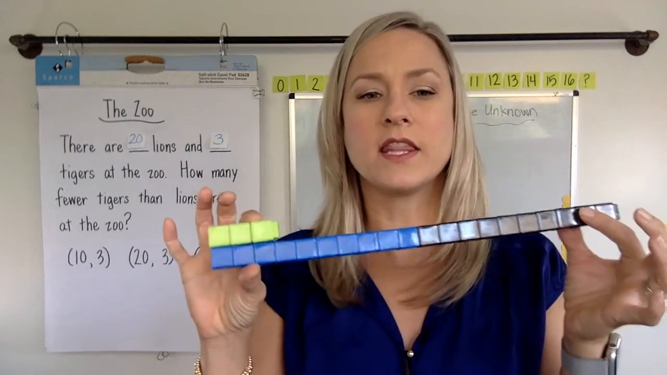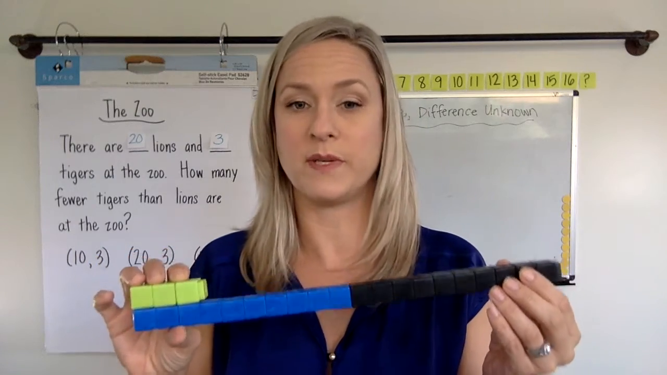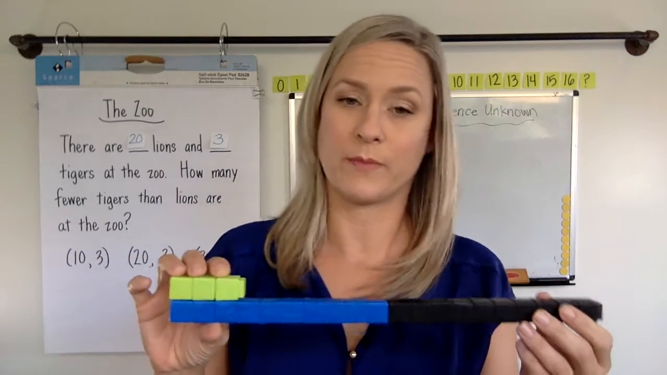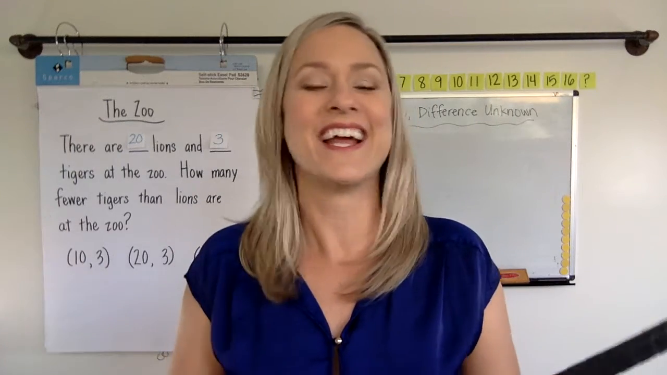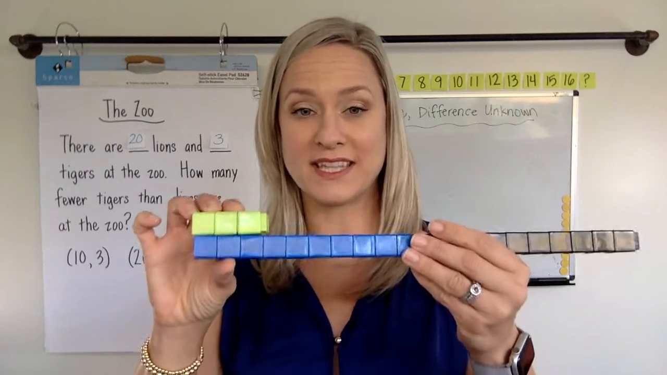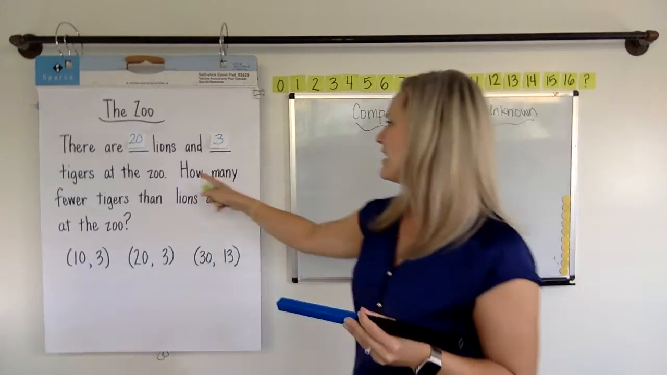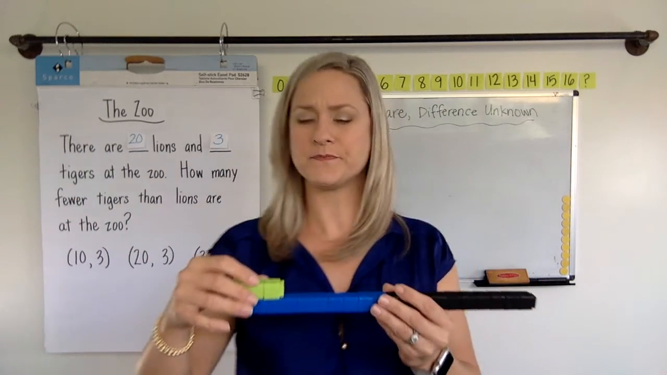So the common error here is that the kids say the answer is going to be 23 because 20 plus 3 is 23. And they're like, that was easy. Now I'm done. And then we have to call their attention back to what this looks like and say, how many fewer tigers than lions are at the zoo?